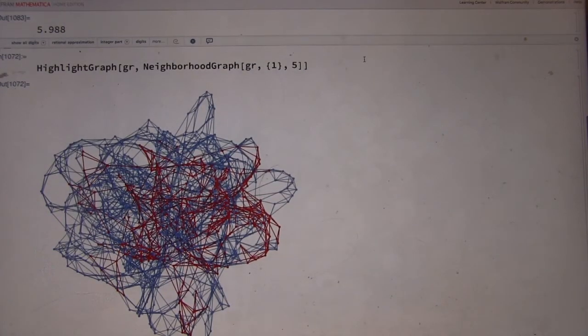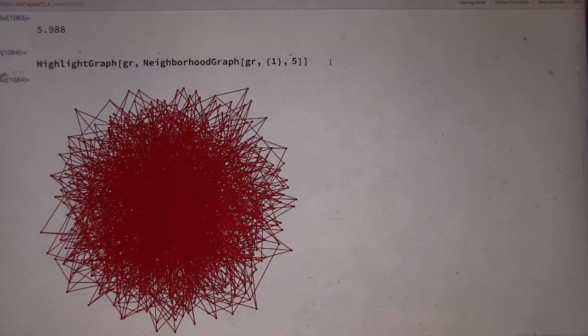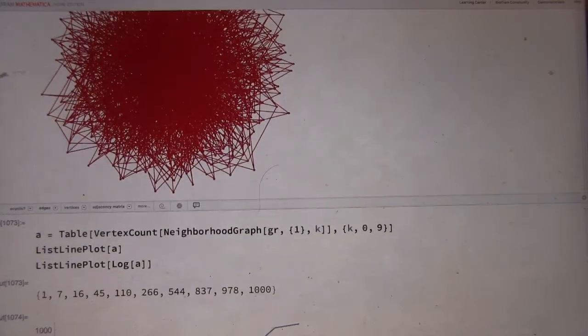So here's 5 steps. Well, actually, do you think the infection is going to spread more quickly or less quickly through this network? I don't think it'll spread as quickly. I think it'll be more quickly. Okay, so we have a difference of opinion here. So let's see. Ooh. It looks like it did indeed spread very quickly.